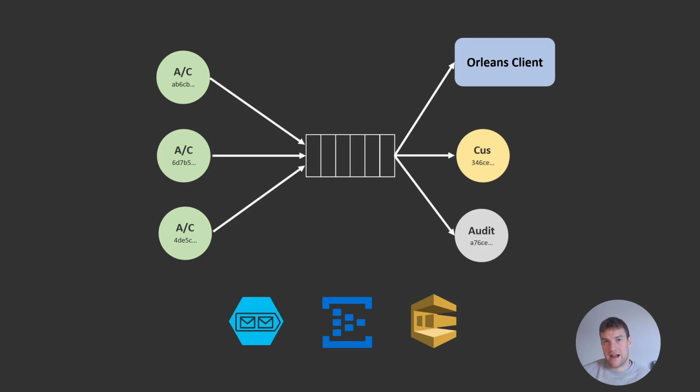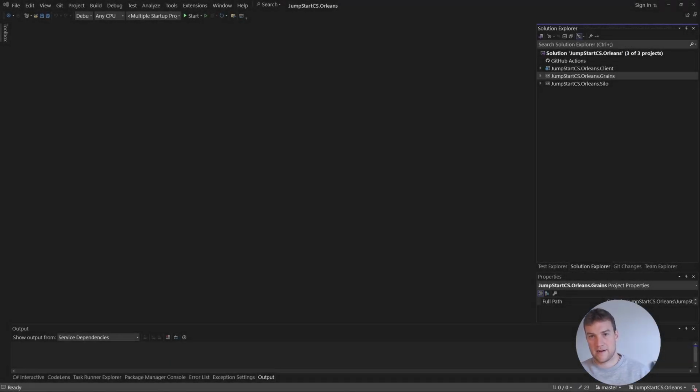We need to design our application to process these successfully, and the choice we make depends on our application design and use case. So now that we know the basics of Orleans streams, let's look at how we can integrate them in our application. Okay, so we're back in our banking application. So let's go ahead and start to add some streaming.